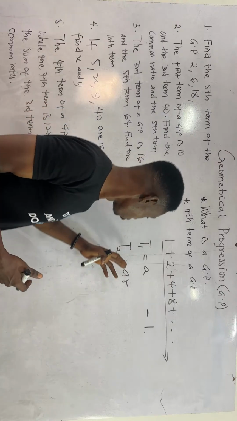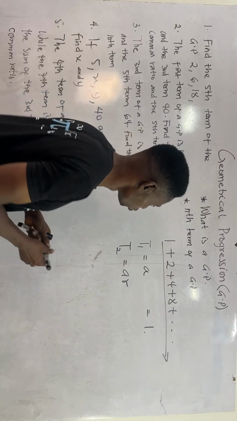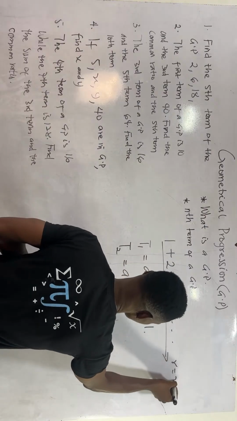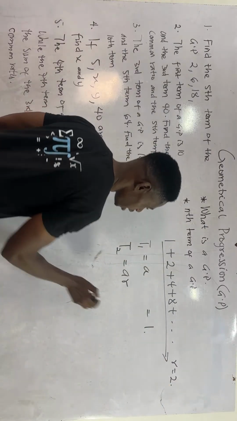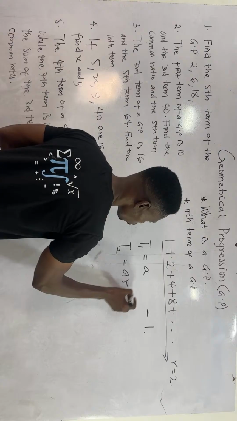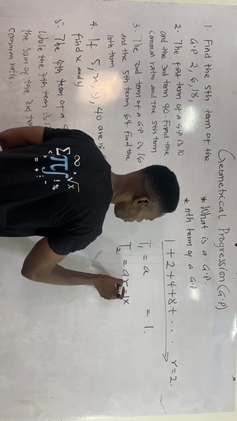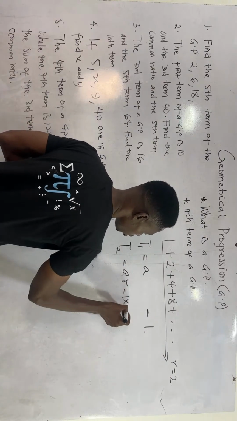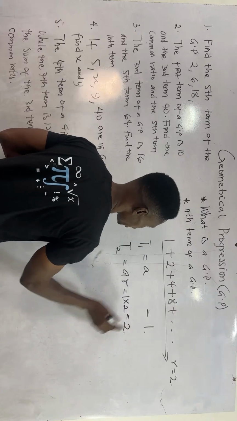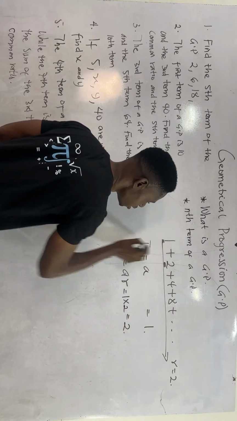Okay, so the common ratio is 2. So R in this case is 2. So now let's see that. Now our A is 1, right? Multiplied by our R, which is 2. And what's the answer? 2. And look at it, our second term is 2.